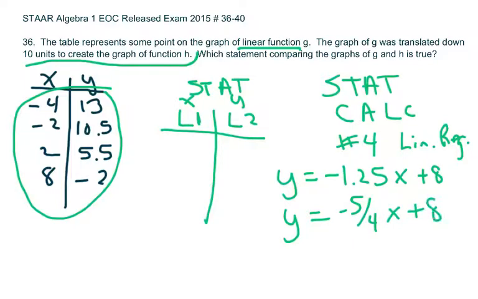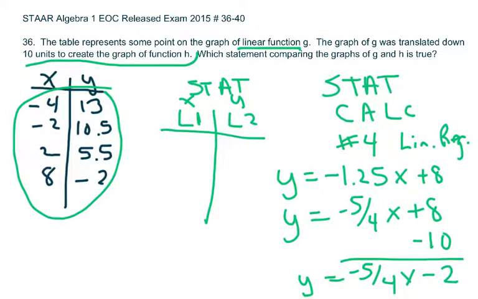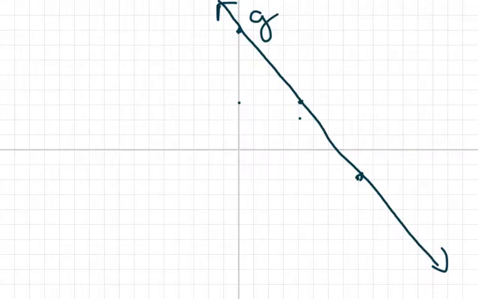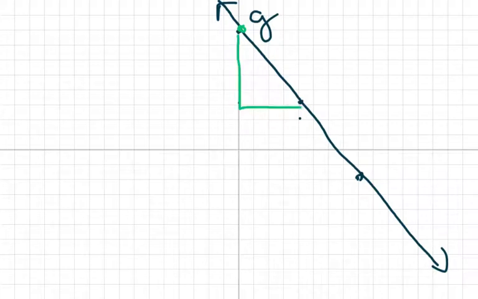All right, and they want you to translate this down by 10 units, which basically means subtract 10 from here. So you get y, and that's what you get. So I took the liberty of graphing g. My y-intercept was 8. My slope was negative 5/4, so that would be down 5 to the right, or you could do up and over, and down 5 over here.